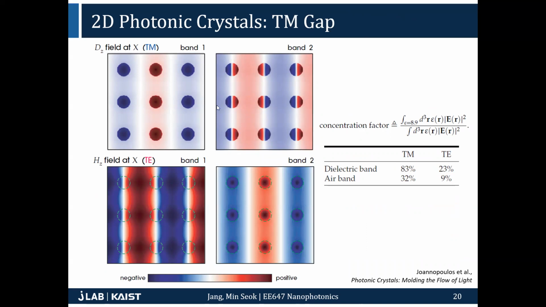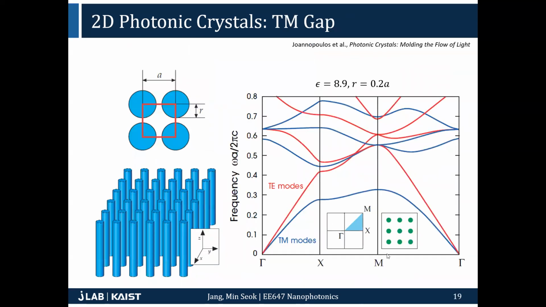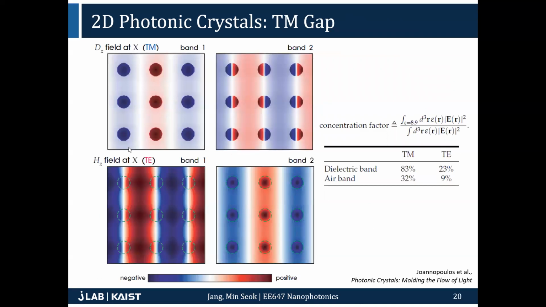So having that in mind, look at the D field, which is basically the electric field of the TM polarization at position X here, this position in K space.